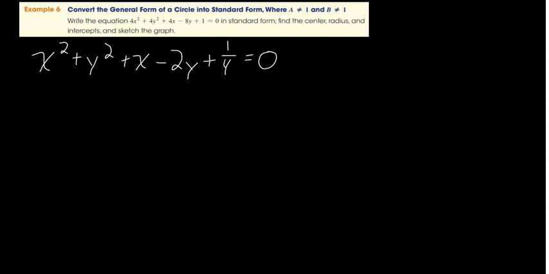No problem. All right, now we're going to proceed like we did before, with blue and yellow. We're going to bunch the x's up, bunch the y's up, and put the constant on the right side. So we're going to have x squared plus x, plus y squared minus 2y, equal to a negative 1/4. Okay, so let's begin our completing the square process.